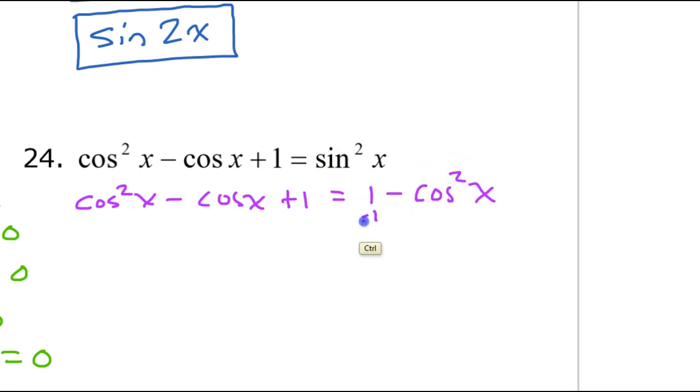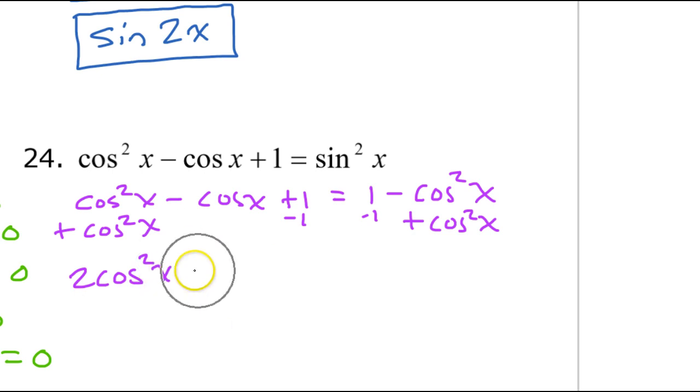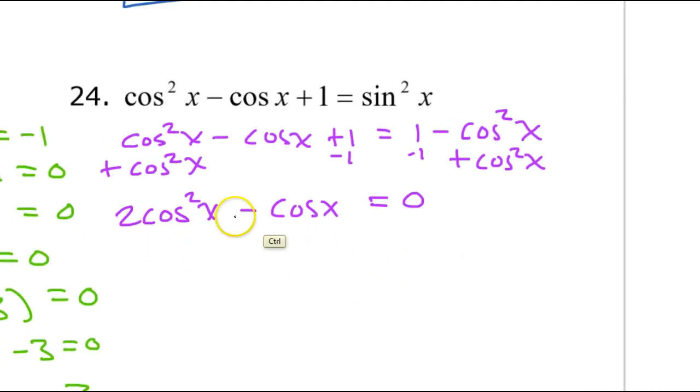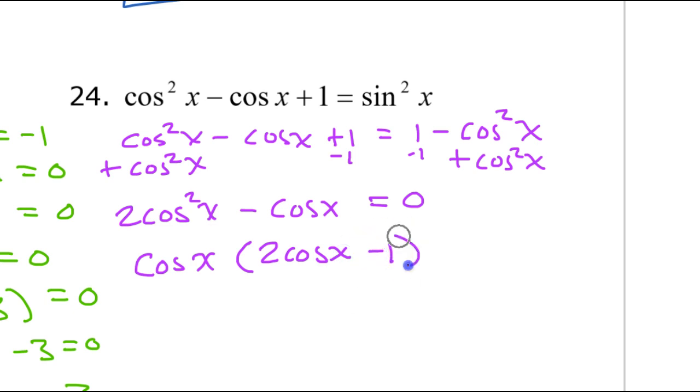So I am going to subtract 1 from both sides, and I'm going to add cosine squared to both sides. So that's going to give me 2 cosine squared minus cosine. Now these cancel each other out, so I just have equals 0. All right, so there's going to be a GCF here. Cosine x is a common factor. So I'm just going to go ahead and bring out the cosine x. And inside the parentheses, that's going to leave 2 cosine x minus 1.